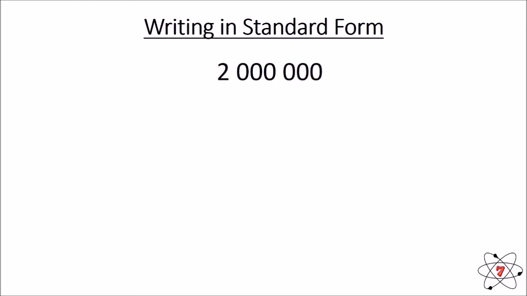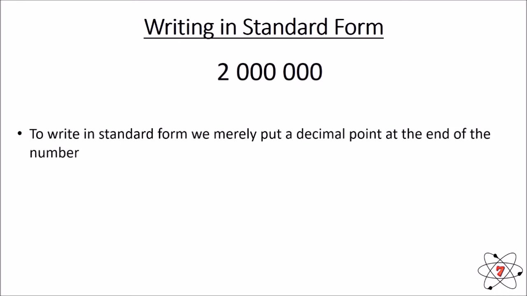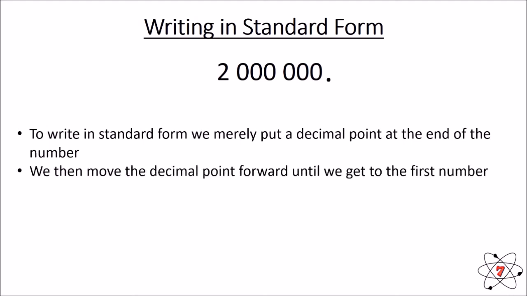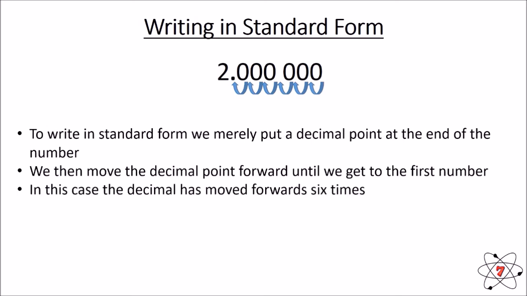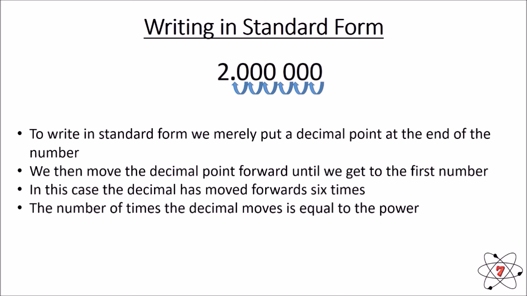So, if we want to write the number 2 million in standard form, we can do it very, very easily. We first of all put a decimal point at the end of the number, right at the end. We then move that decimal point forward until we get to the first number. So we can see this decimal point needs to move forward 6 times because there are 6 zeros between the decimal point and the first number. So it goes forward 6 times, and this is equal to the power. So this number is going to be written to the power of 6 because the decimal point has moved 6 times. We remove all the zeros.